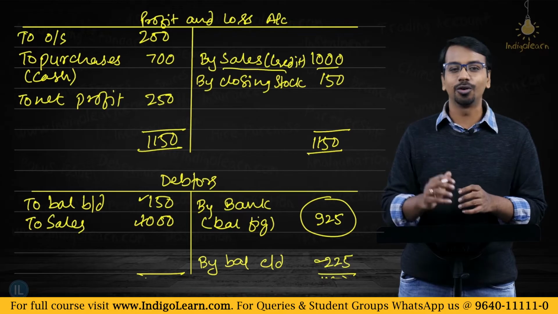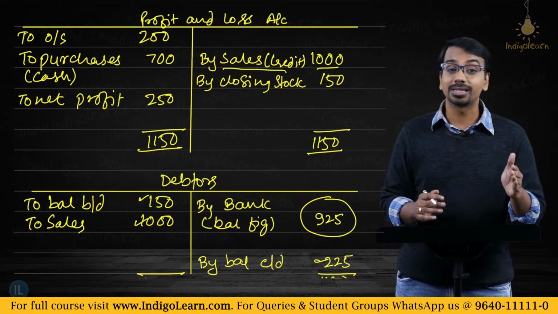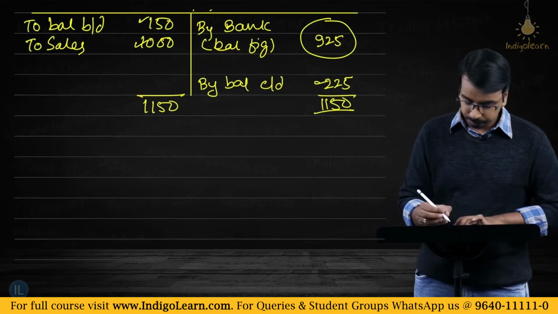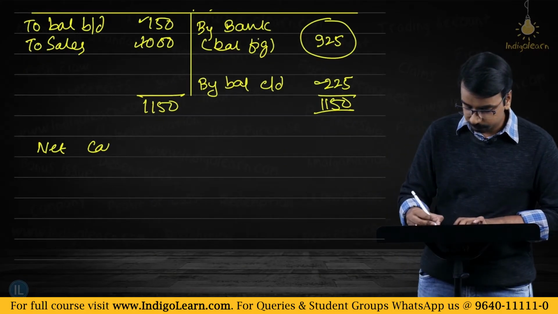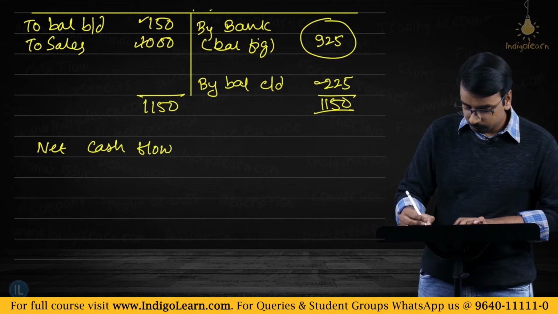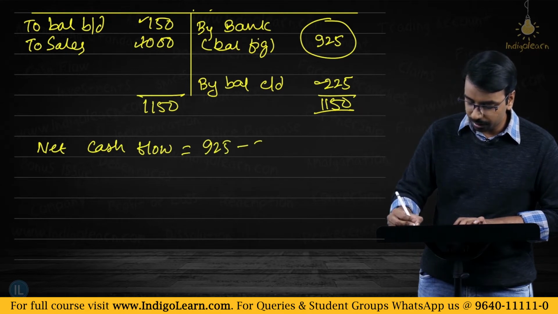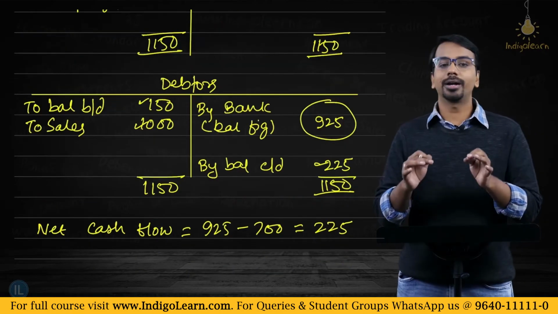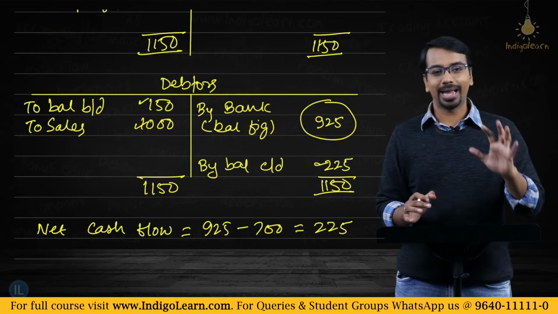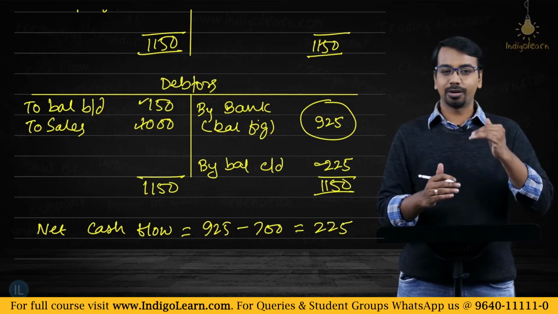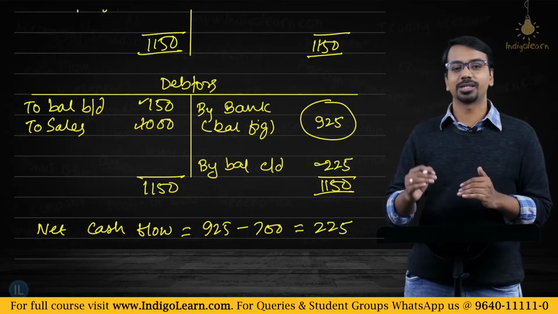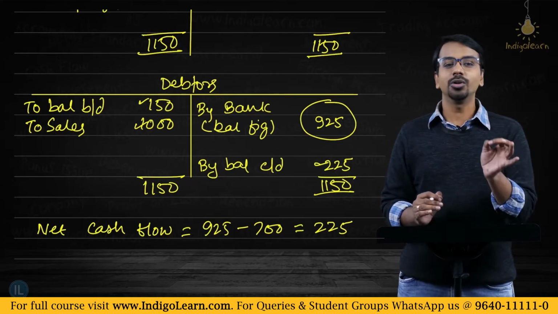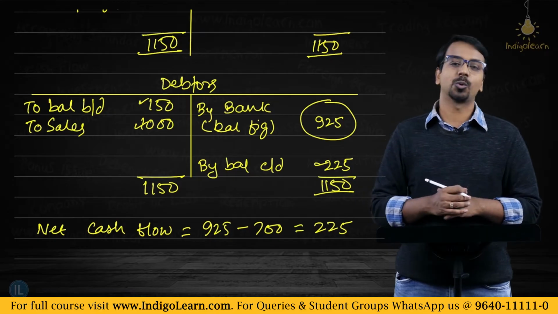What is the net cash flow? The net cash flow is 925 minus 700, 225, right? So let us write that. Is equal to 925 minus 700, 225. 225 should be the cash flow from operating activity. If you would have done it under direct method, you would have said cash collected from customers 925, cash paid to suppliers 700, the balance is 225.